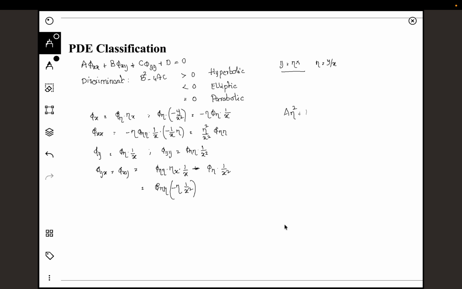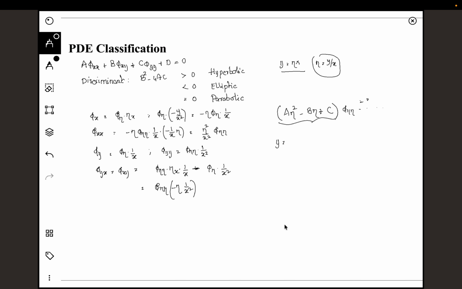a eta square plus or minus, I think minus, it will come a minus b eta plus c, something of this particular sort, times phi eta and so on. So other terms will come. And what we are trying to understand is this is a PDE, so which terms are significant in this? So when this equals 0, depending on how many roots you have here, this will be the characteristic equation of that particular line.